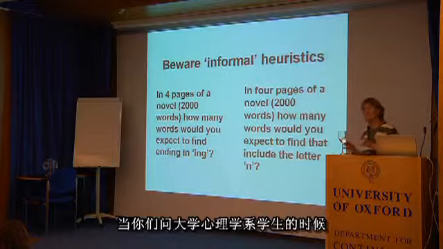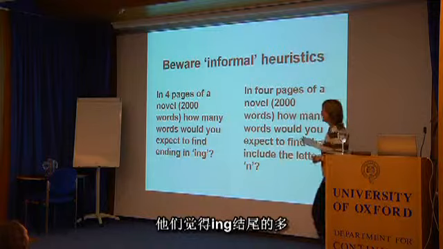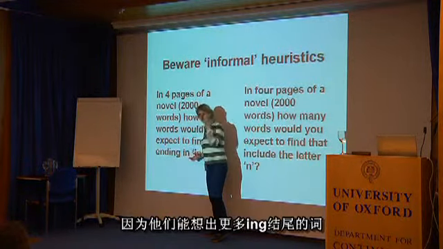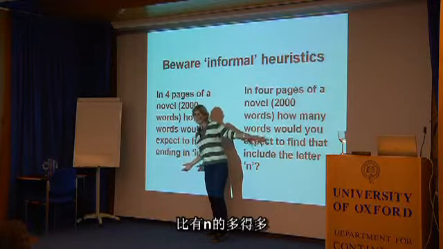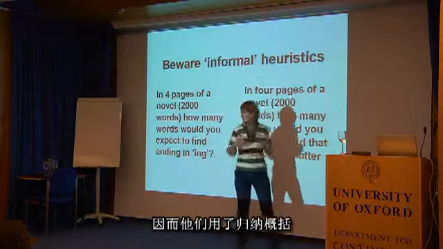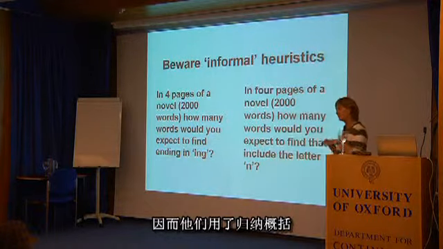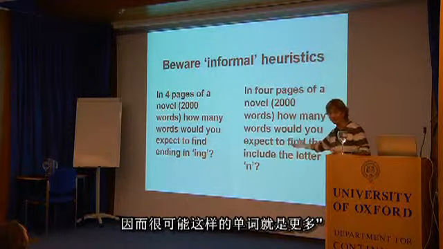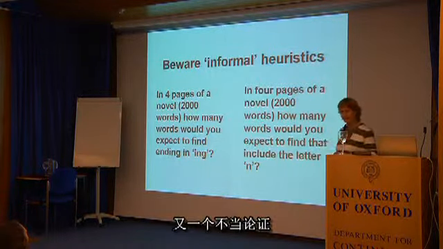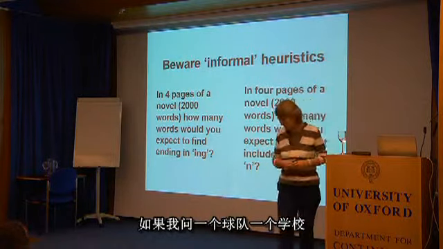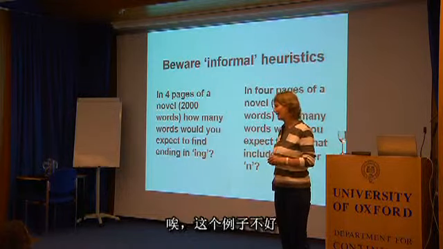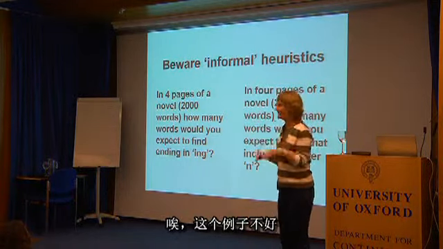What happens when you ask the psychology students at the university where this experiment was done is they expect many more of these because they can think of many more "ing" words than they can of N words. And therefore they inductively generalize again. Well, I can think of many more of those, therefore there probably are more of those. Again, bad argument. If I ask you how many footballers from a particular team score well, you'll be able to think, well, actually, that's a very bad example.